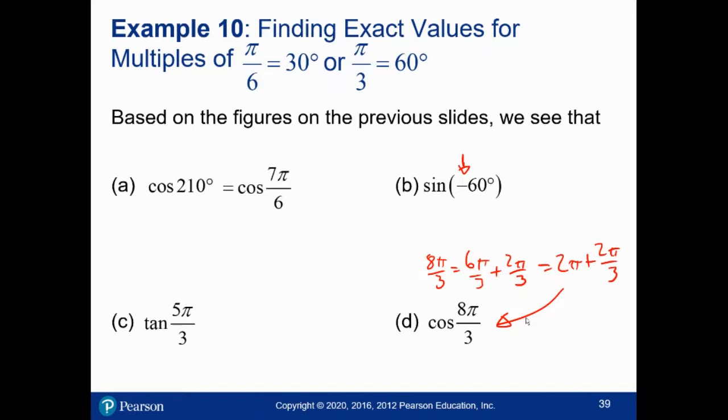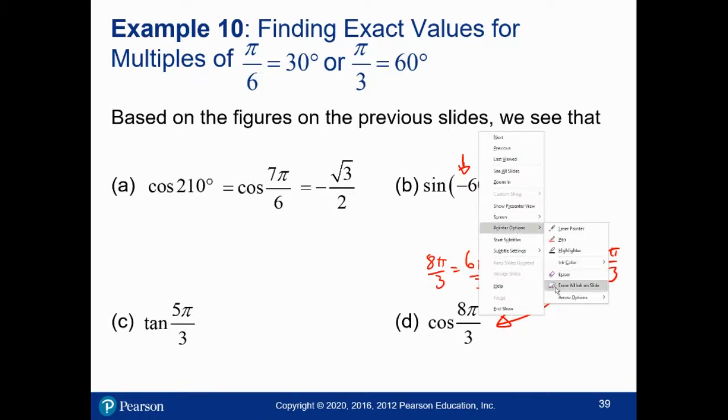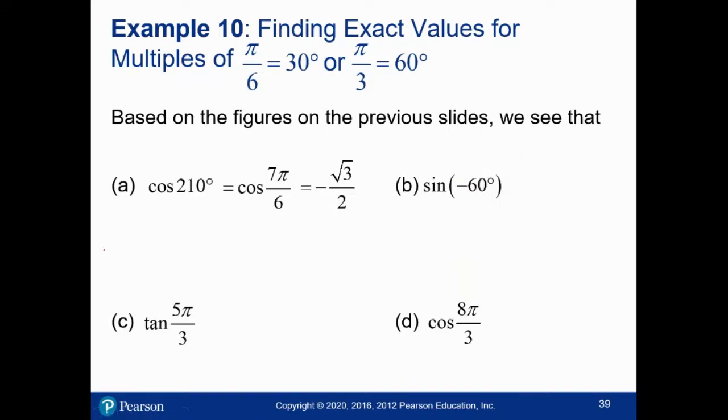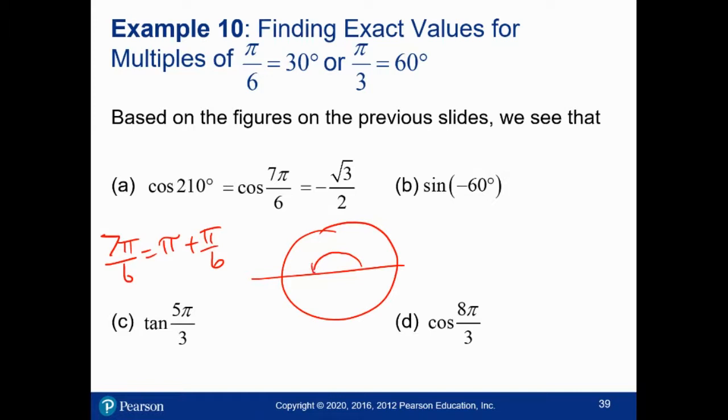Okay, so converting 210 into radians, we get 7 pi over 6. How would you know that the cosine of this is negative root 3 over 2? Let me clear out my pen marks so that I have a bit more blank space to work with. So 7 pi over 6, here's how I'd do it. This is pi plus pi over 6. It's a full pi plus a single pi over 6. So in my unit circle, I'm going to go all the way to pi, and then I'm going to do pi over 6.